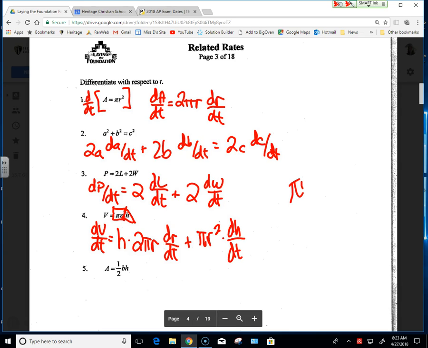What were they banking on? That you would forget your product rule. What did I do? I grouped it into 2 pieces. That was just a constant, so I just joined them together. Is that okay? Yeah. Cool.